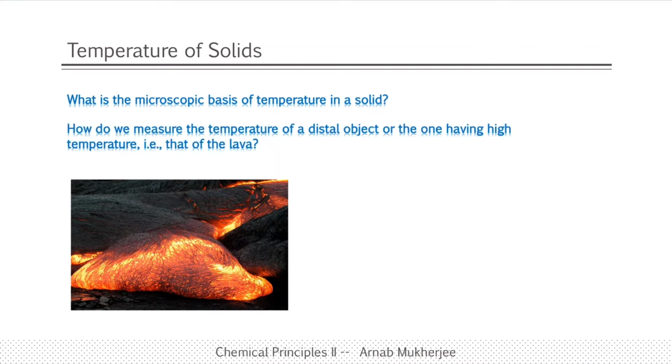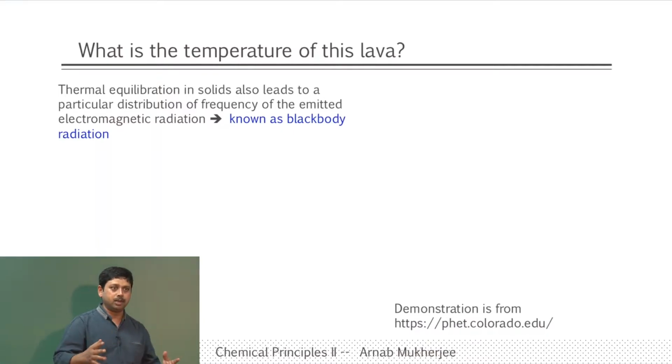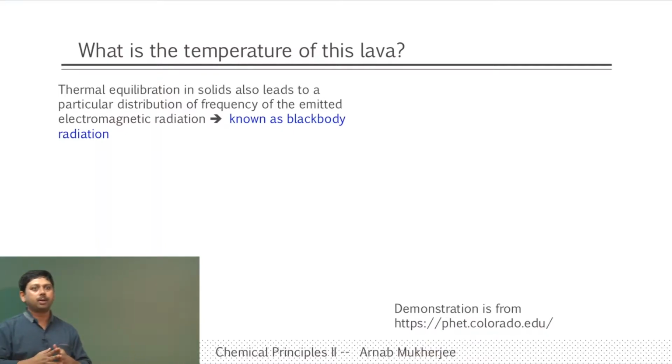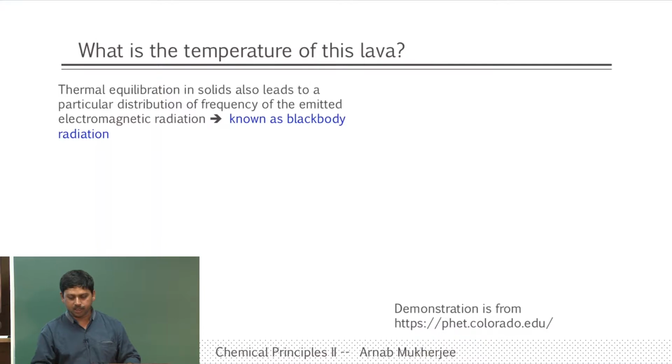and how do we measure the temperature of the distant object? In order to answer these two questions, we have to understand that thermal equilibration in a solid also leads to a particular distribution of frequencies of the emitted electromagnetic radiation, which is known as blackbody radiation. Similar to our kinetic theory of gases, where we talked about the Maxwell Boltzmann velocity distribution, here we are going to talk about distributions of frequencies of electromagnetic radiation emitted from the particular object.